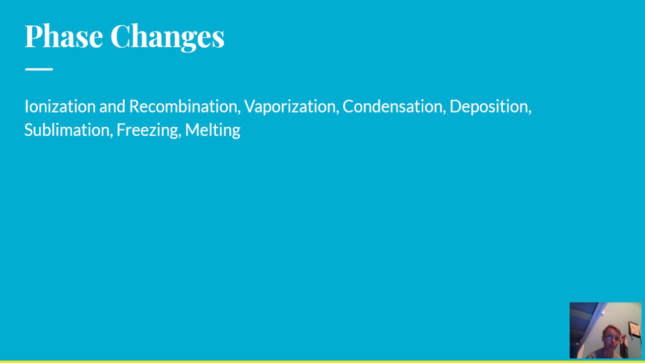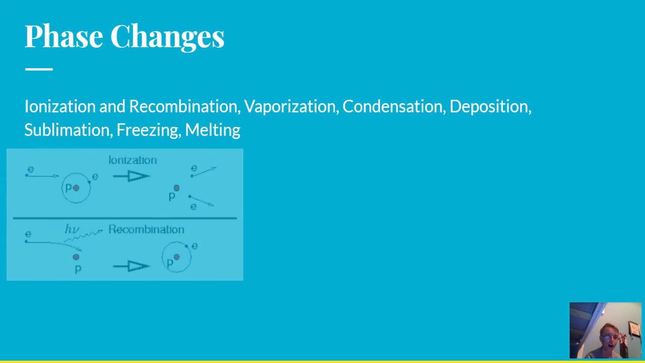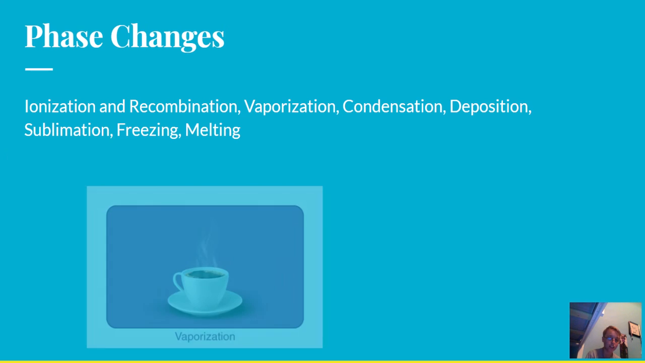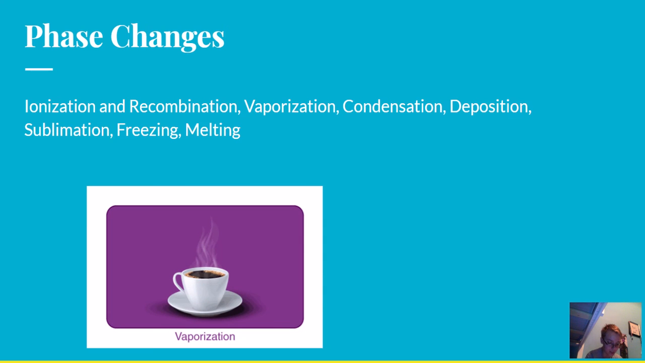Phase changes. Ionization and recombination. Turning gas into a plasma or vice versa. Example, sodium and chlorine mix to make salt. Vaporization. Liquid phases to vapor. Boiling, evaporation. And you could see, like, from the steam of a cup.